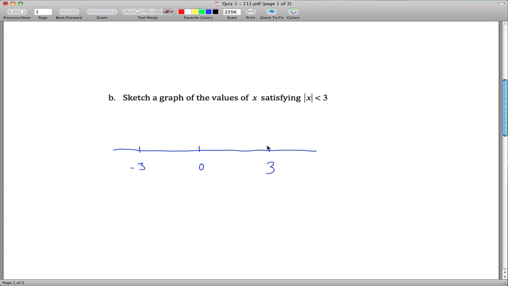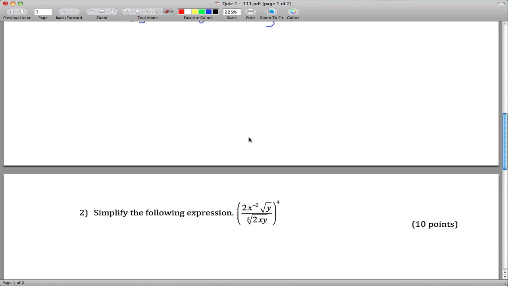So 3 wouldn't work, right? Because 3 is a distance of 3 from 0, so it's not less than 3. So we don't want this point, but anything closer to 0 than 3 does count. And kind of the same idea over here. We don't want -3, but anything closer to 0 than -3 counts. So we fill in all this in between stuff, and we have our graph. Throw arrows if you want. And I think that's good enough. There's a graph of the values satisfying this. Good. Moving on to number 2.